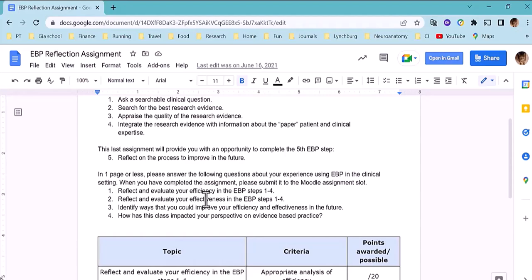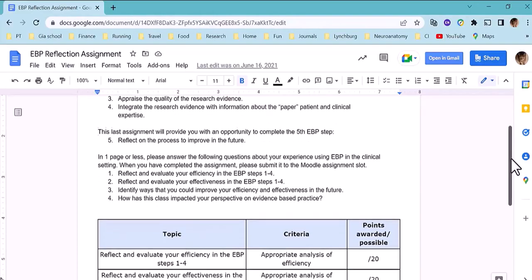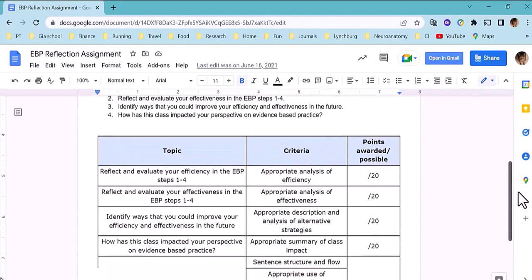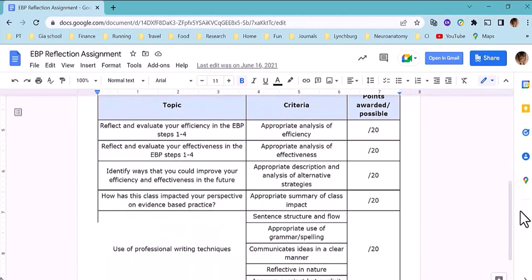So please reflect on your efficiency, effectiveness, and then identify ways that you can improve your efficiency and effectiveness in the future. And finally, please answer how this class has impacted your perspective on evidence-based practice. Again, here's the rubric. As long as you've hit all these topics, you've completed the assignment.